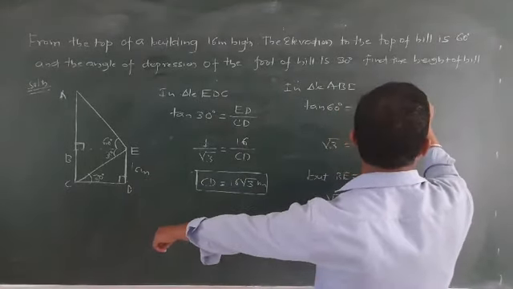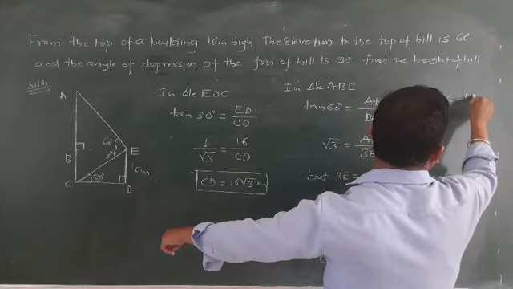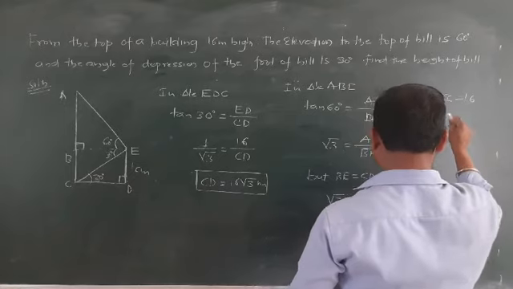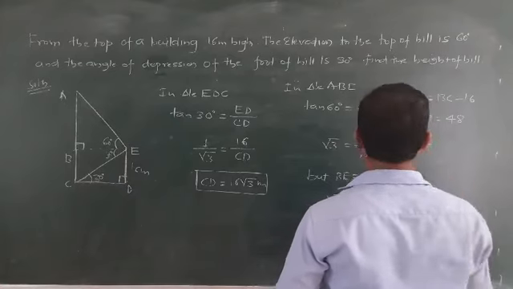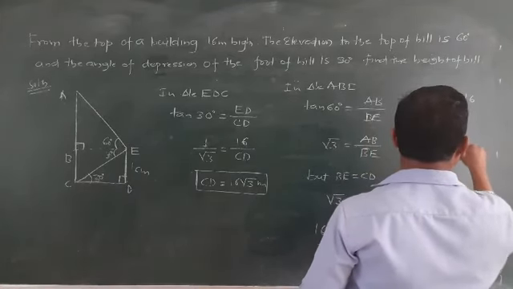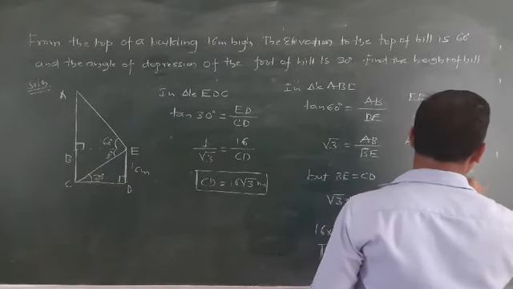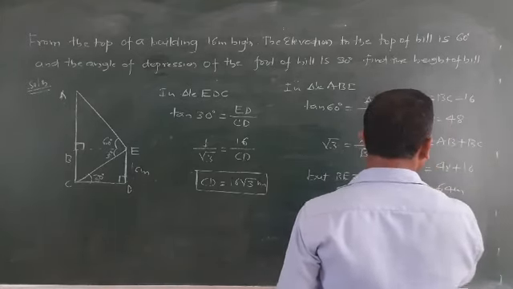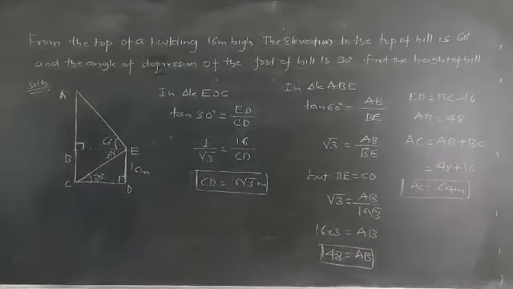ED is equal to BC, and this is 16. And we have AB is equal to how much? Already we have it is 48. So total AC, this is the height of the hill. Now this is AB plus BC. Now AB we have 48 plus again 16. So total it is 64 meter. So AC, the height of the hill, is 64 meters. So dear students, this question is very important and very easy also.